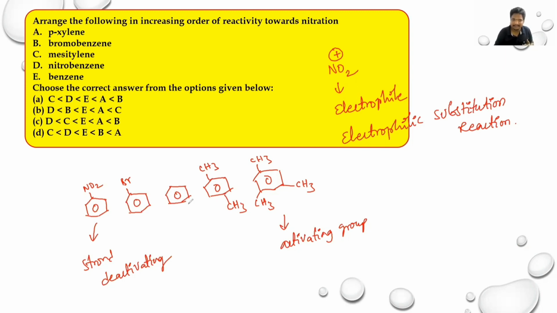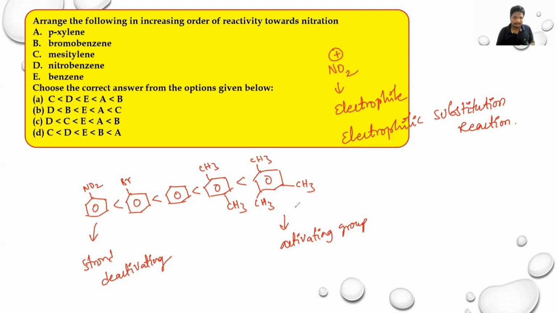Benzene does not have any activating or deactivating group. Here we have bromine and the nitro group. Br acts as a deactivating group, and the nitro group also acts as a deactivating group. The nitro group is a strong deactivating group, so the rate of nitration decreases in nitrobenzene. So the order will be like this: nitration will be more in mesitylene, then paraxylene, then benzene, bromobenzene and nitrobenzene.